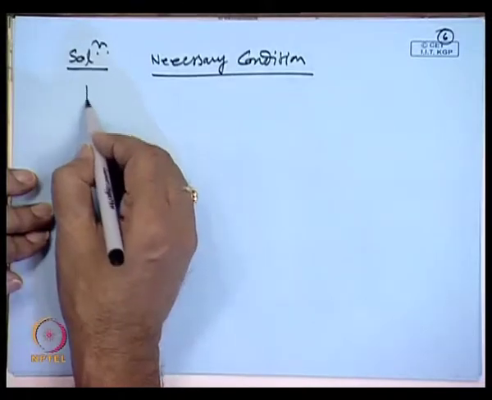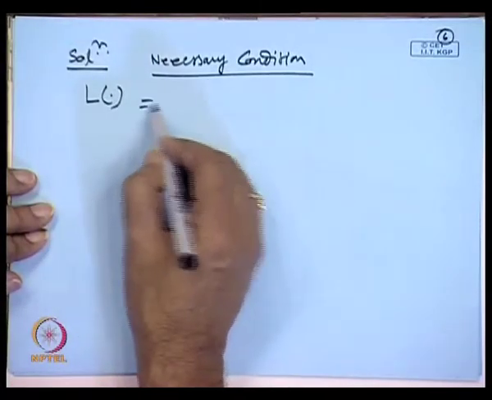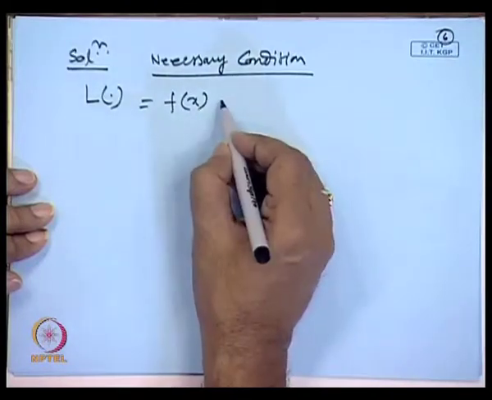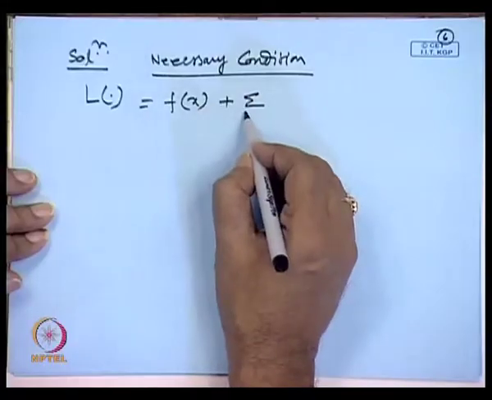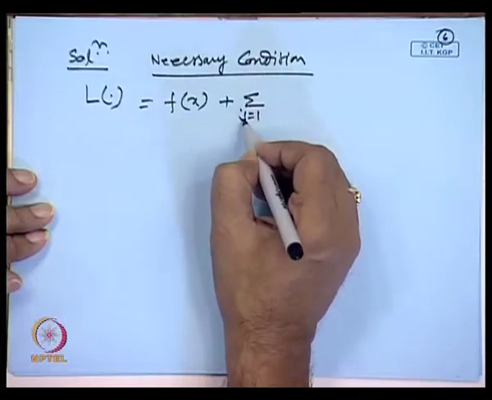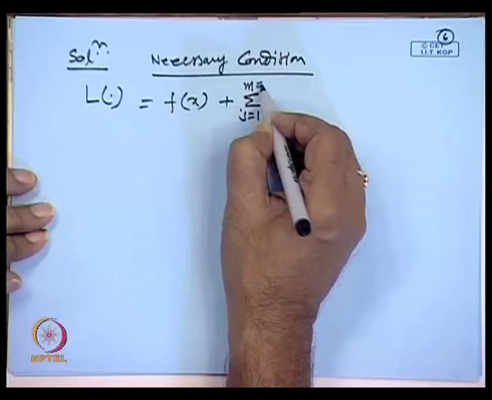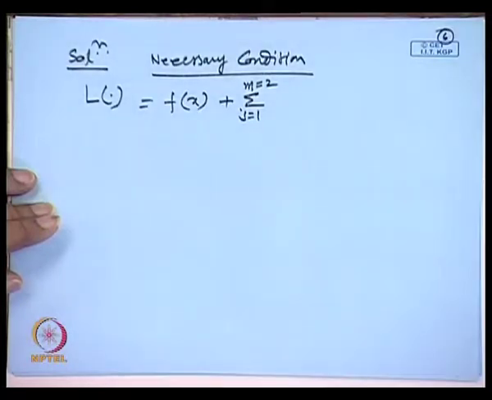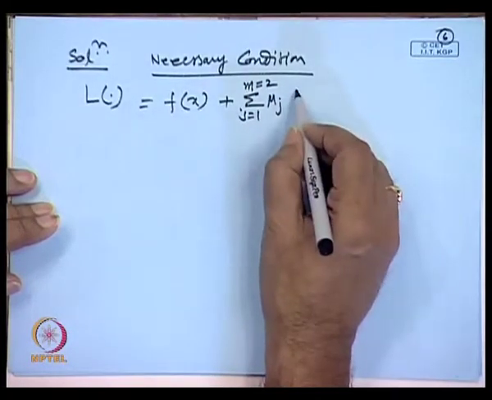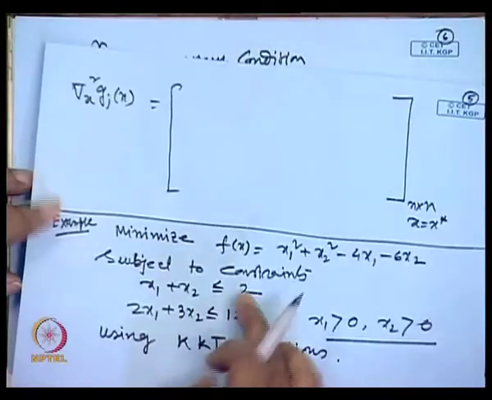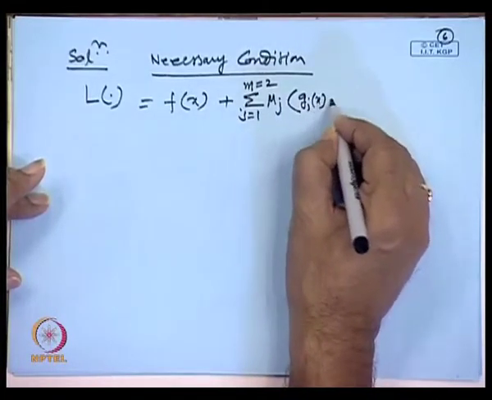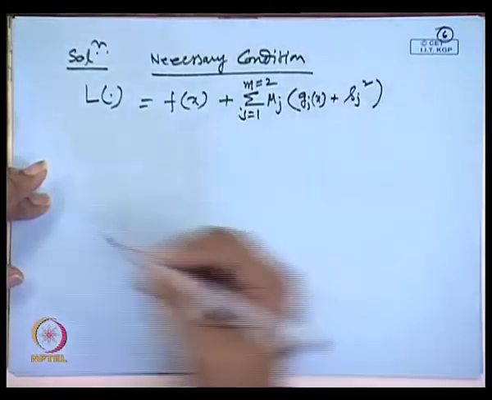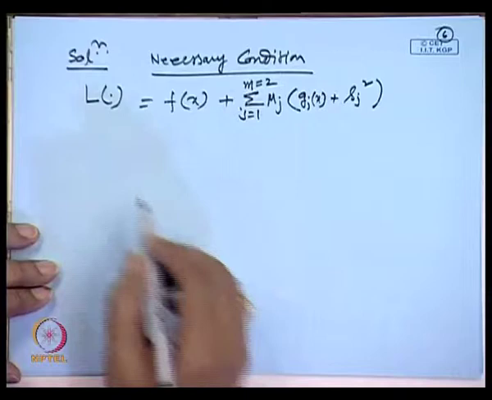First we write the Lagrangian function, that is f of x plus the summation, there is no equality constraint h, so that term will not come into the picture. There are inequality constraints, j is equal to 1 to m, and in our case m is equal to 2. There are two inequality constraints, this and this. So, 2, then mu j times our inequality constraint, which we have converted into an equality constraint, g j of x plus s j square.